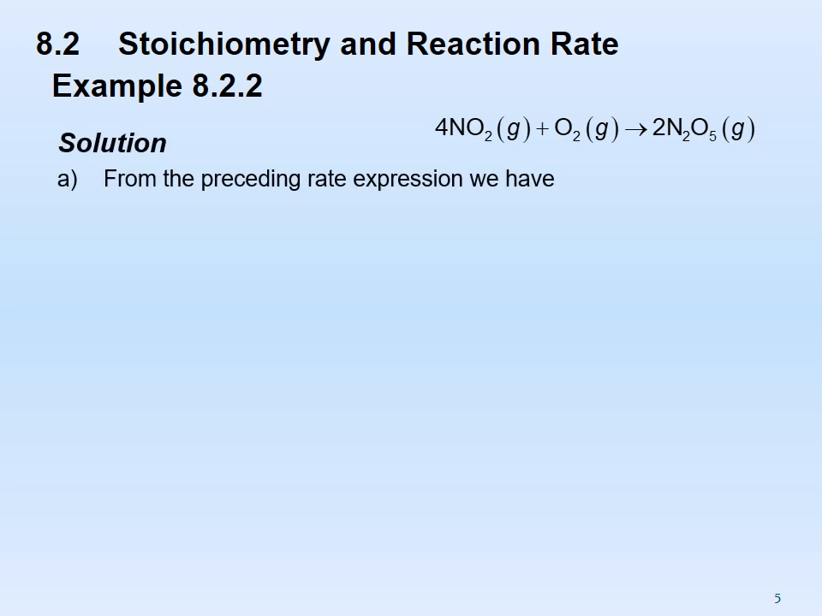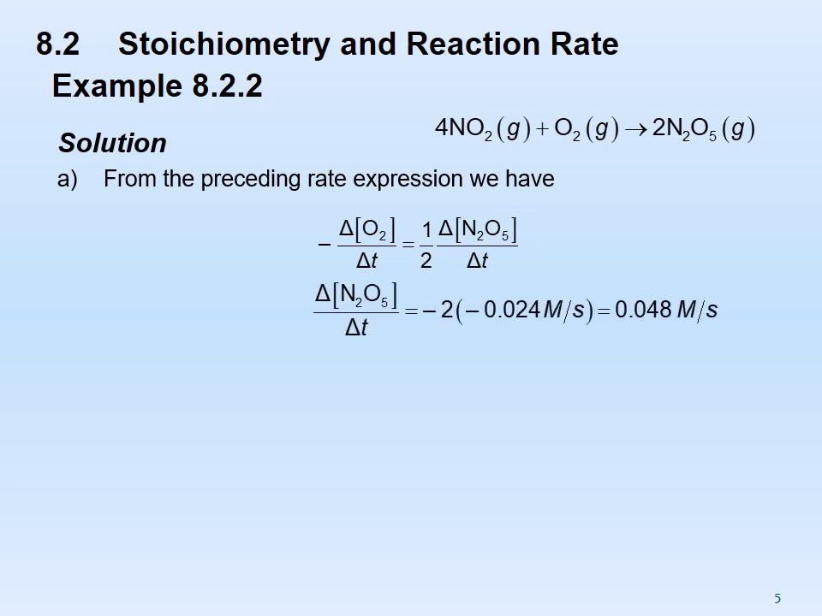For part A, pull out the relevant terms from the rate expression earlier, linking the term involving O2 and the term involving N2O5. Make delta concentration of N2O5 over delta time the subject of the equation. To do this, multiply both sides by 2, then substitute minus 0.024 molar per second into the equation. We should get a positive value since N2O5 is a product.